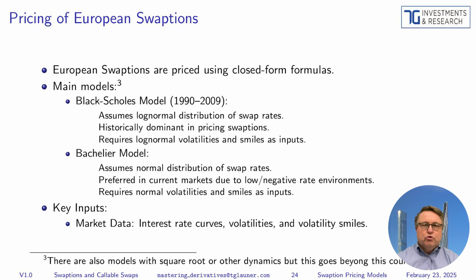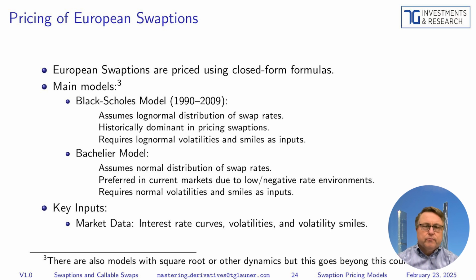The pricing of European swaptions relies on well-established closed-form models, meaning that we can compute prices using specific mathematical formulas without requiring complex numerical simulations. There are two main mathematical models, the Black model and the Bachelier model, which differ in their assumptions about interest rate behavior.